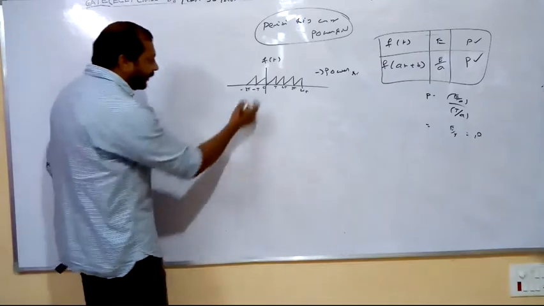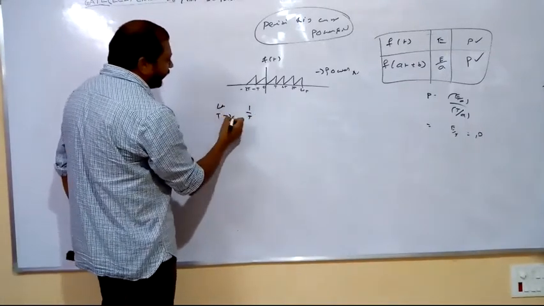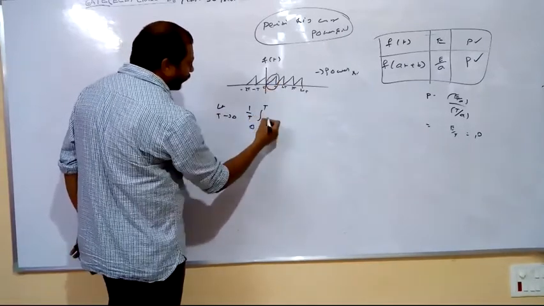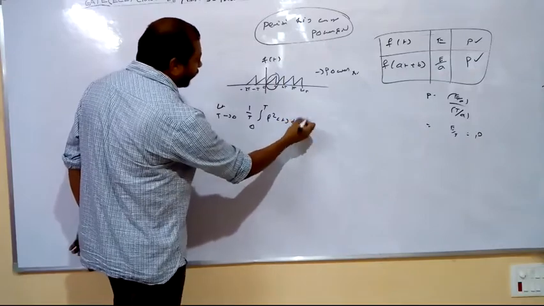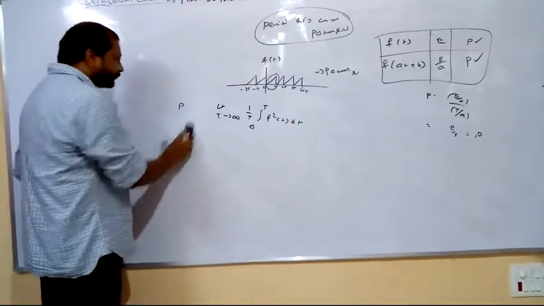Then what is the power we are going to calculate? I am going to calculate the power as the limit t tending to infinity of 1 by t integration 0 to t of f square of t dt. This is the power of the signal.